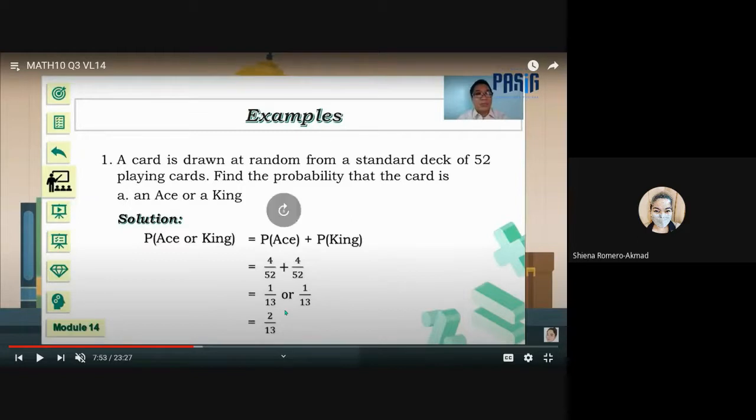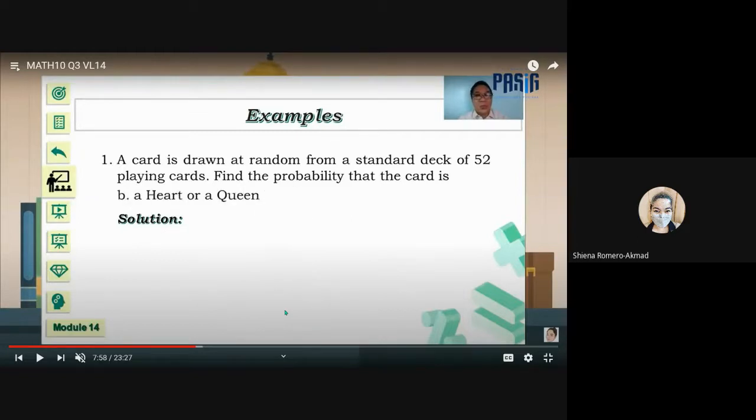Okay? Next. A heart or a queen? How many hearts are there? 13. How many queens? 4. And how many queens are hearts? 1. Only one. So we add the probability of getting a heart and the probability of getting a queen.